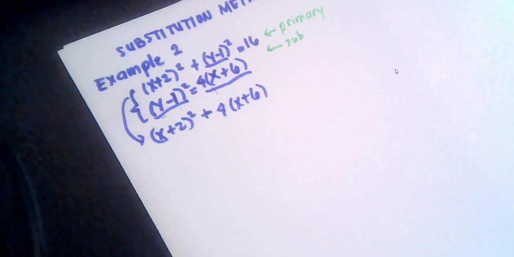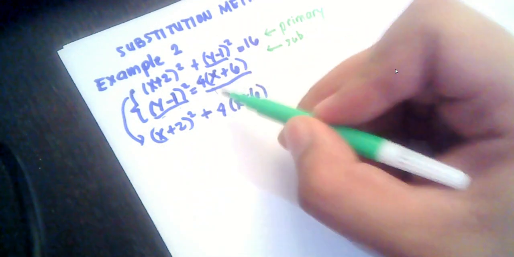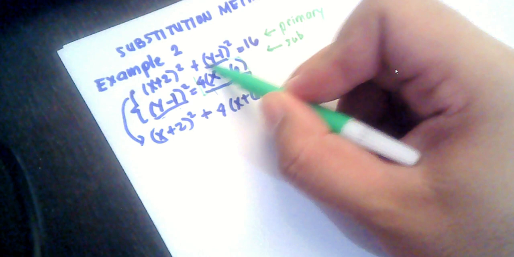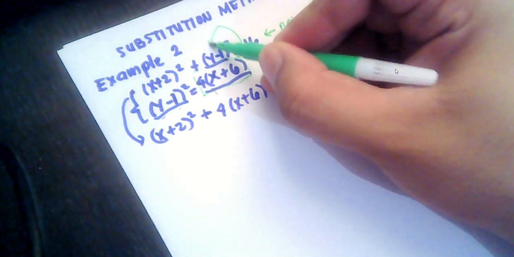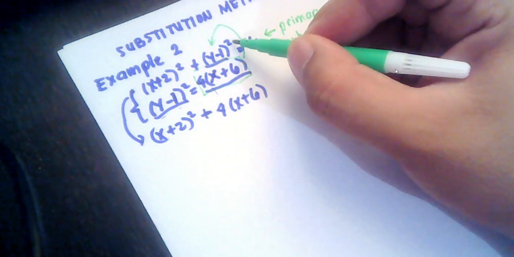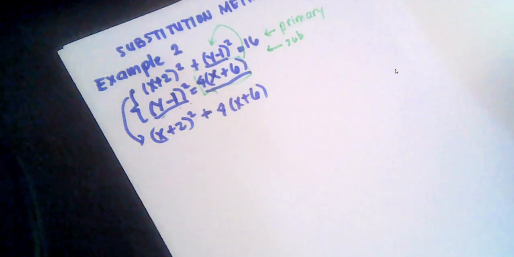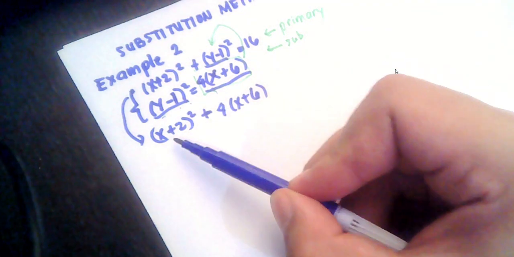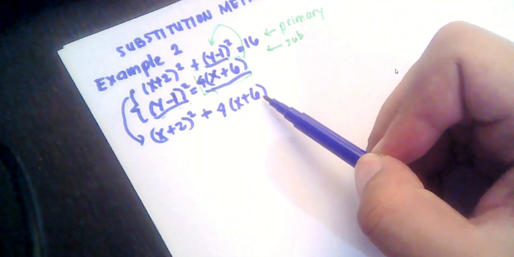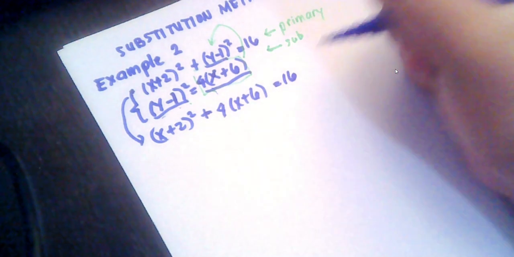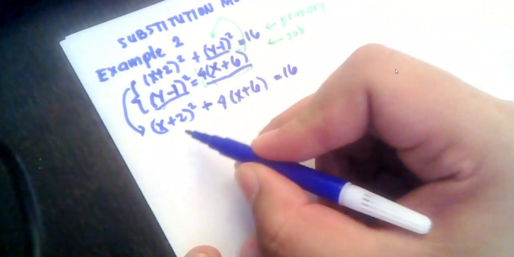Again, you have y minus 1 squared and y minus 1 squared here. Therefore, the value of y minus 1 squared, which is 4 times x plus 6, is substituted in y minus 1 squared. So this y minus 1 squared is replaced by 4 times x plus 6. x plus 2 squared, y minus 1 squared becomes 4 times x plus 6 equals 16. Next step, simplify. Okay, make this a trinomial.